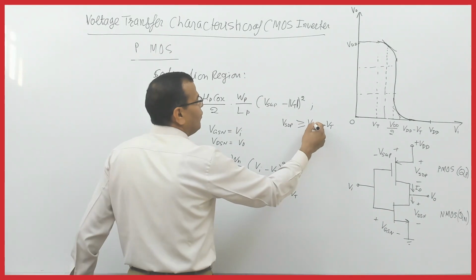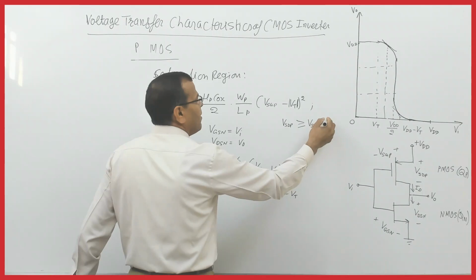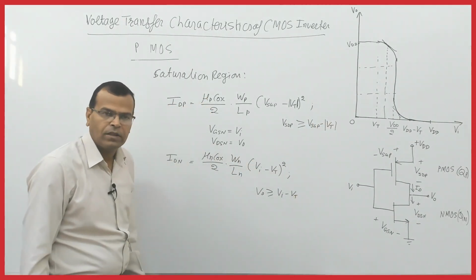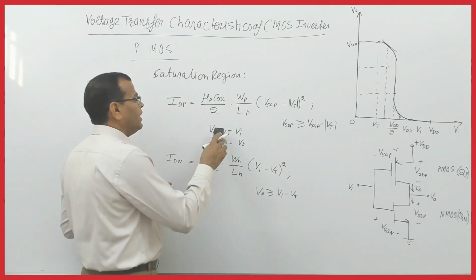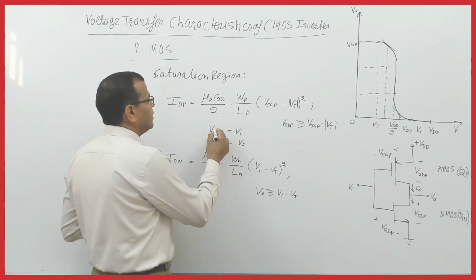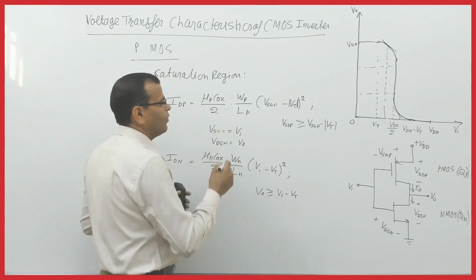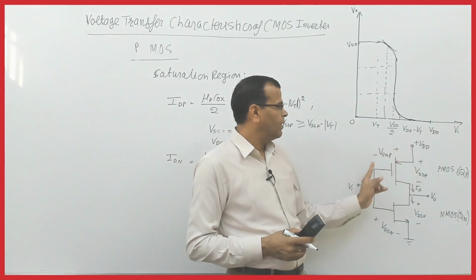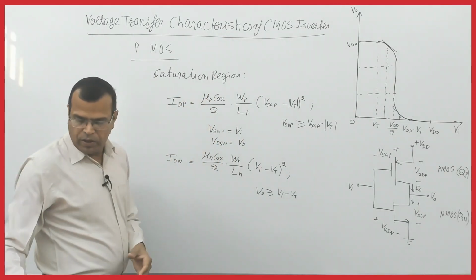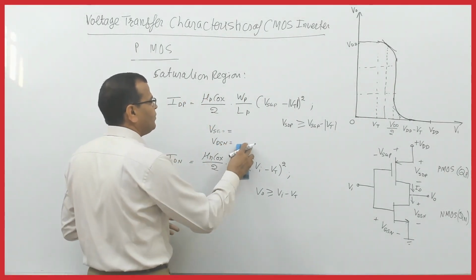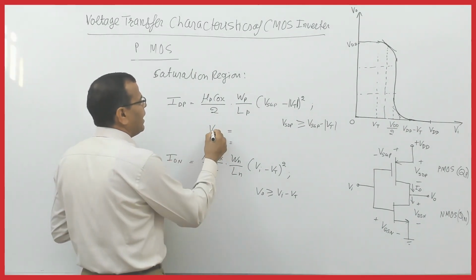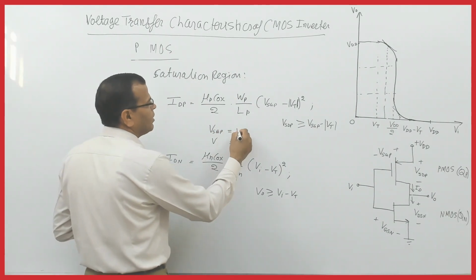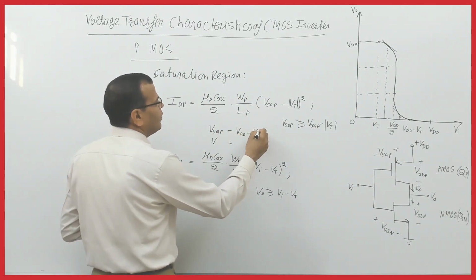Similarly here, VSGP, put mode here. That's it. So that is how we get the expression. But here, for VSGP, please see the source to gate voltage for PMOS, that is VDD minus VI. So the expression of voltages here will be different. VSGP is nothing but VDD minus VI.